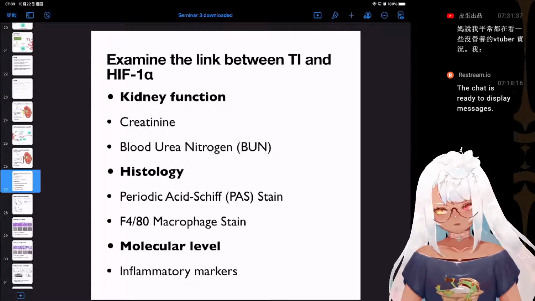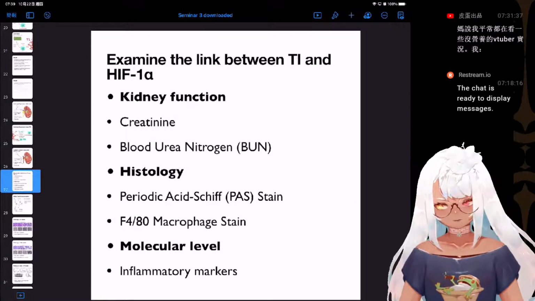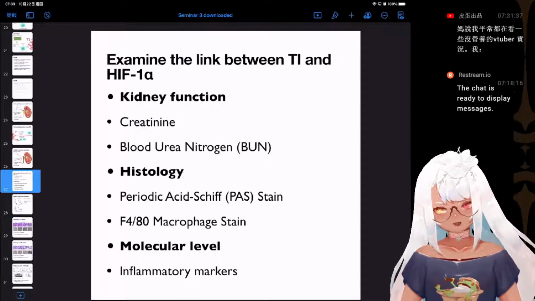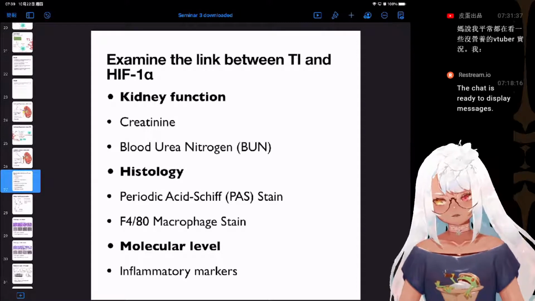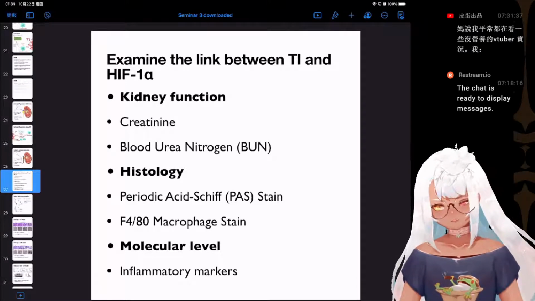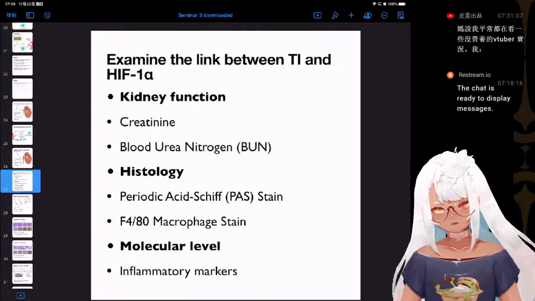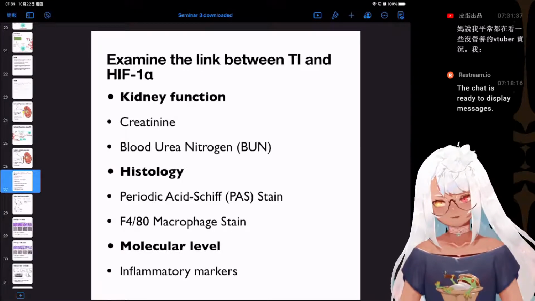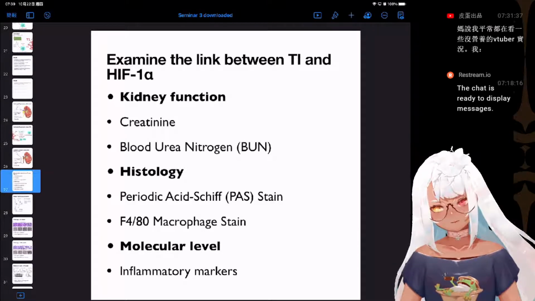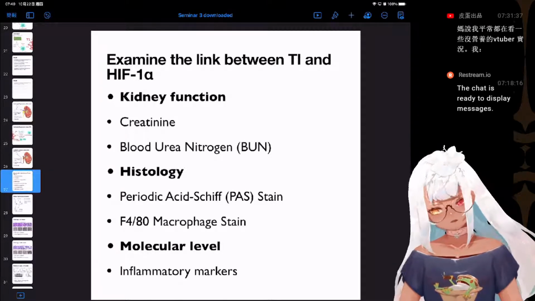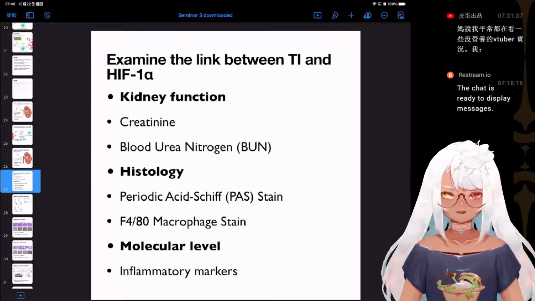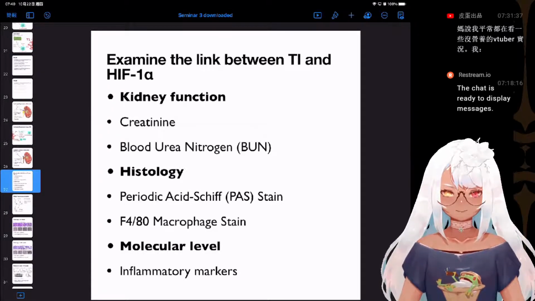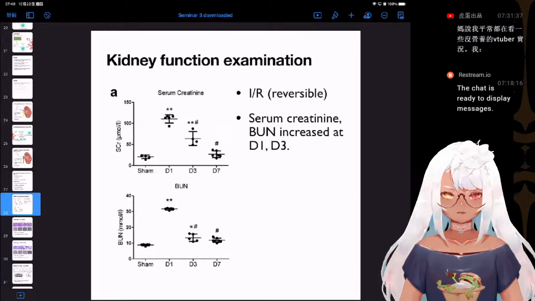Finally, if we know that this model is usable, we also examine the inflammatory markers to see whether these markers are increased. And we will also see whether HIF is induced corresponding with the time course of these inflammatory markers, to see whether there's a link between the TI formation and HIF1 induction.